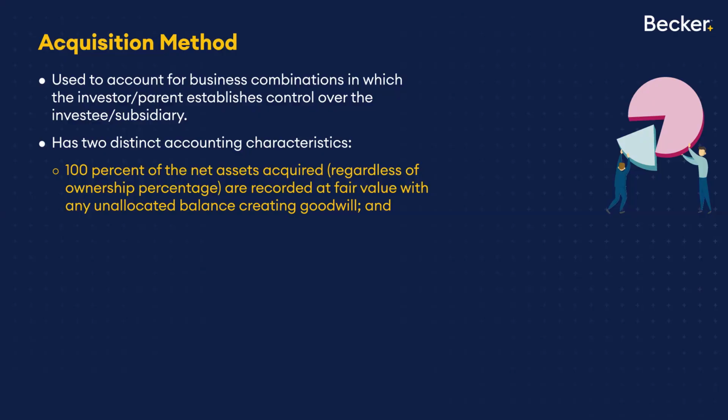When we do the acquisition method, you are buying control of the whole thing, so you record the whole thing. And if there's any balance of what you're buying that you can't allocate to specifically identifiable assets or net assets, that's going to be how we end up with goodwill.